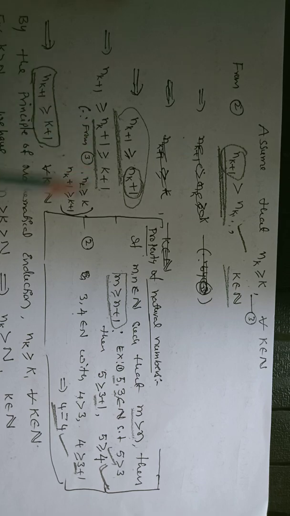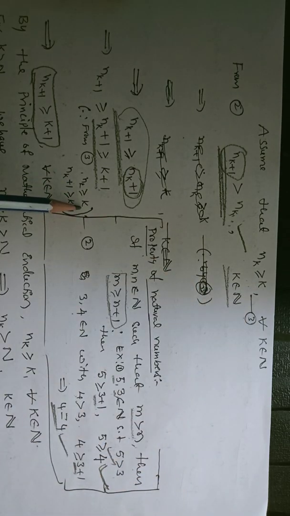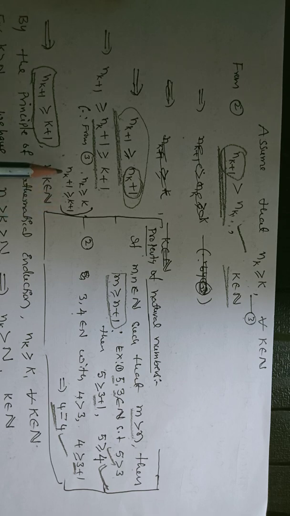How did this come? Look here. Already from equation 3, nk is greater than or equal to k. Adding 1 on both sides, nk plus 1 is greater than or equal to k plus 1. Here, the kth term plus 1 is always greater than or equal to k plus 1. So already nk plus 1 is greater than or equal to nk plus 1, which is greater than or equal to k plus 1.